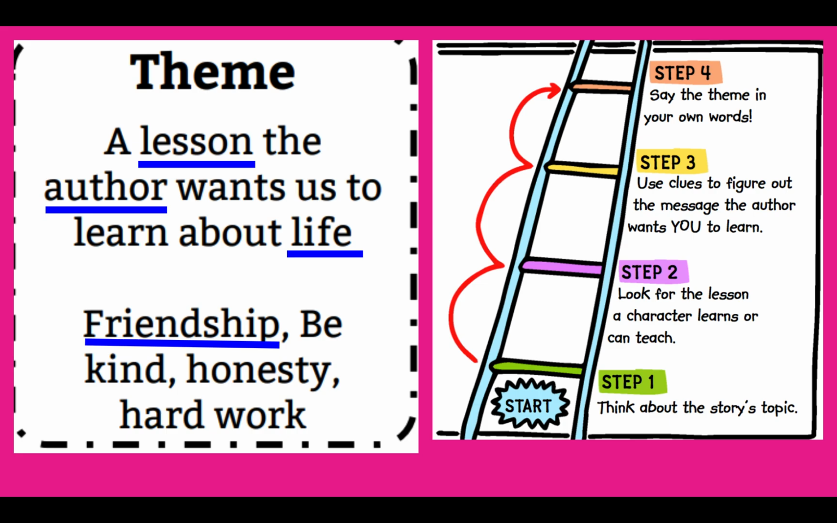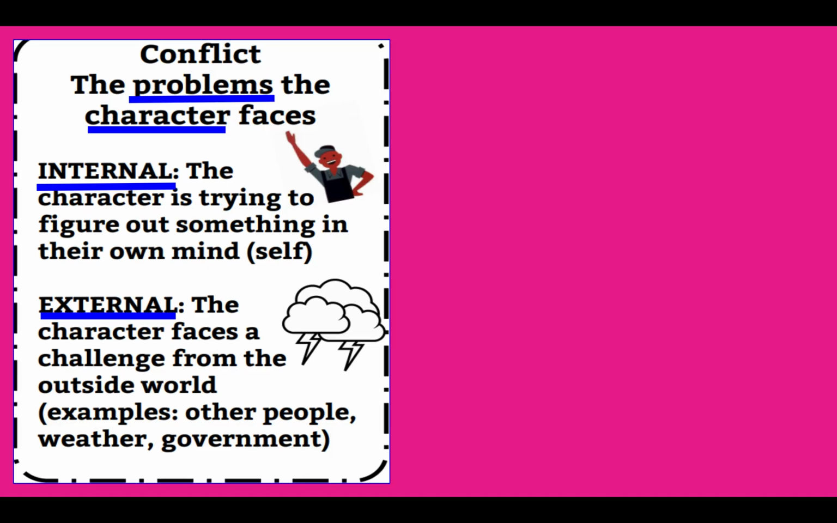All right, so we know that a story needs to have characters, a setting, and a theme, a lesson. A story needs to also have a really important element, which is conflict. A conflict means the same thing as a problem. So conflict and problem are synonyms. A conflict is the problems the character faces. It could be one problem or a lot of problems, more than one. So these are two different kinds of conflicts, two different kinds of problems.